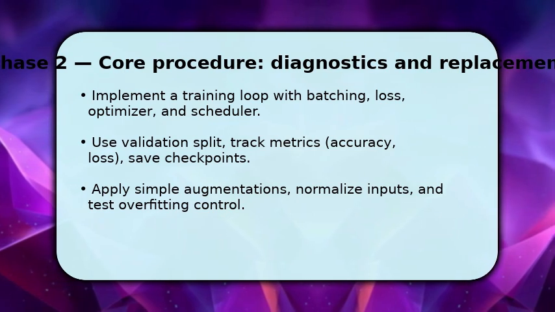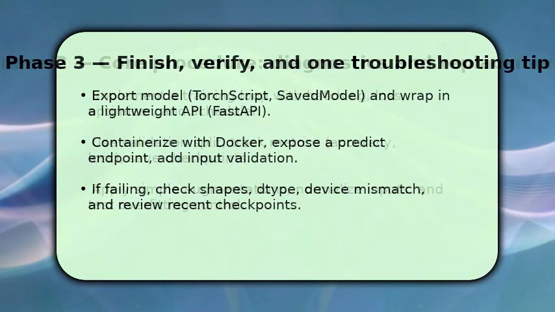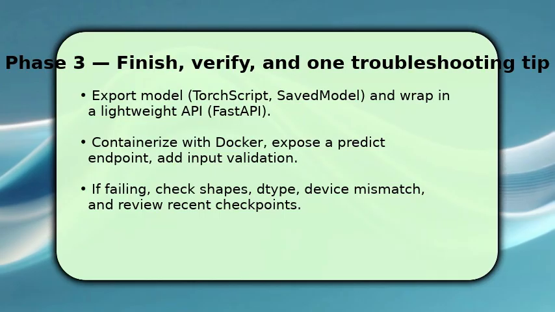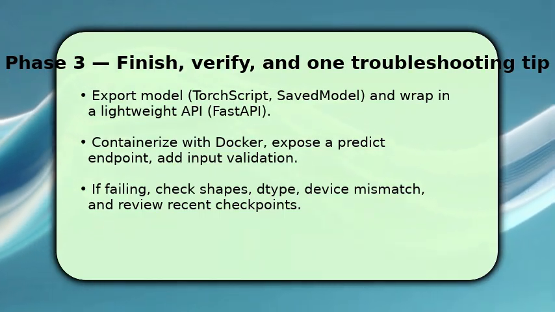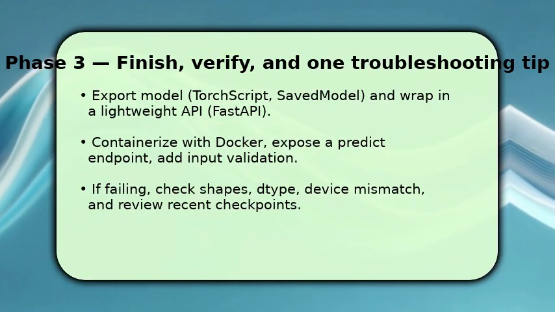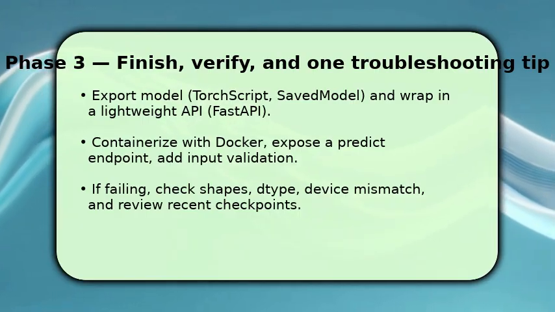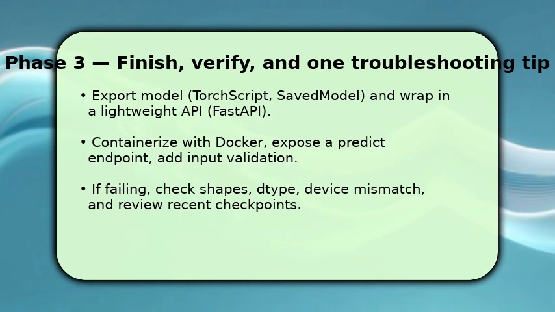You finish by exporting the trained model, using TorchScript or SavedModel, and embedding it in a small fast API service for inference. Containerize with Docker, pin dependencies, and expose a secure predict endpoint with input validation and batching support. Monitor performance and memory, then optimize with quantization or simpler architectures if needed.